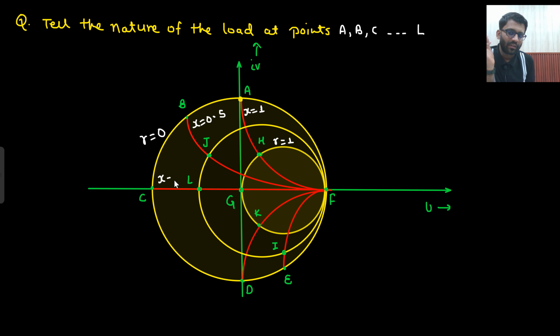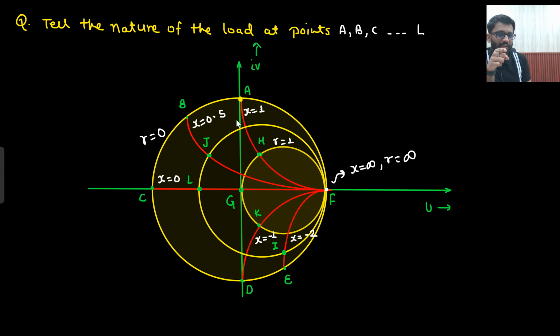What would this be? X equals 0. What would this circle be? X equals minus 1. What will this circle be? X equals some minus 2. Right? And this is X equals 0 only. Okay, done. X equals 0, R equals 1. And what will this point represent? This point will represent X equals infinity and R equals infinity.